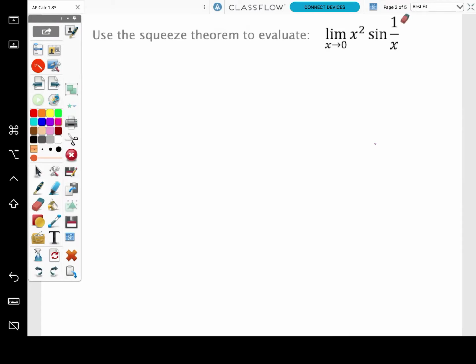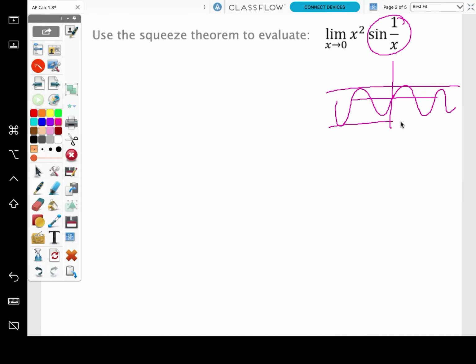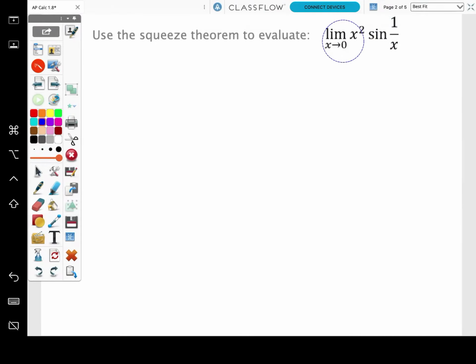Because sine 1 over x, this part, is what's causing the problem, we are going to start with squeezing the sine function. So we know something about the sine function, right? No matter what, the sine function does this, and it comes back and does this. So that sine function is always between two certain values, right? So we're going to squeeze that sine function between -1 and 1. So that looks like this.